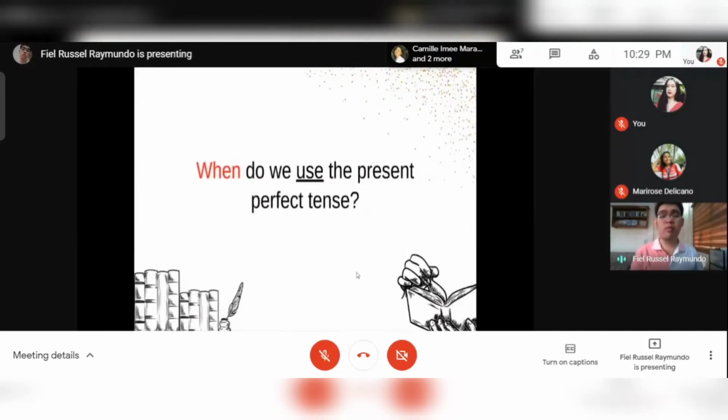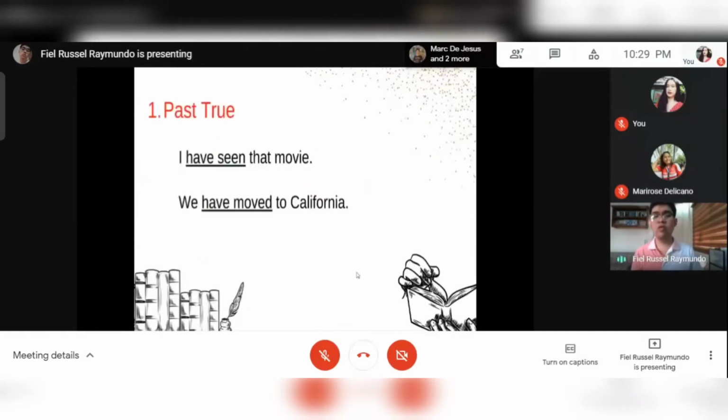Now, when do we use the present perfect tense? There are five conditions in which we use the present perfect tense. The first one is called past true. In past true, we use present perfect tense to refer to things, actions, events, or effects that we did in the past and are still true or relevant today.